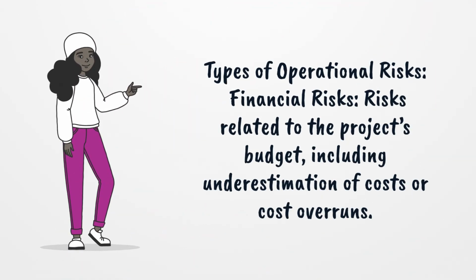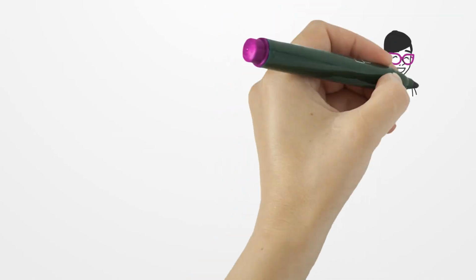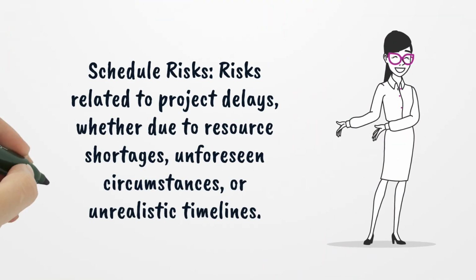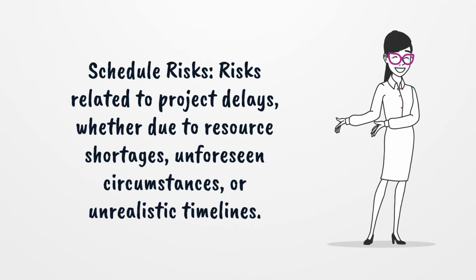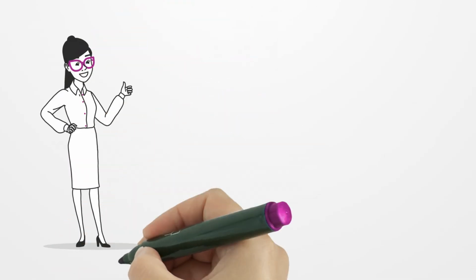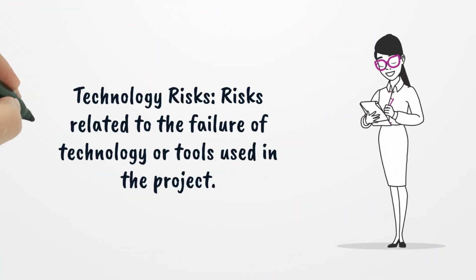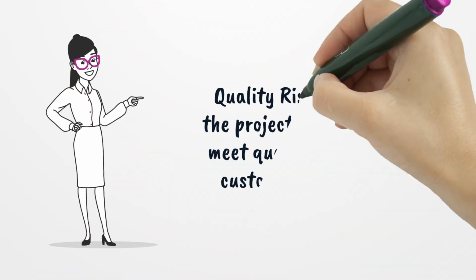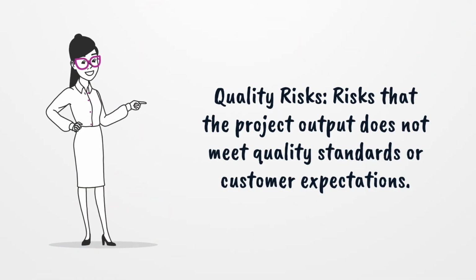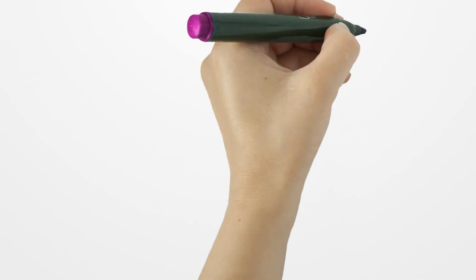Types of operational risks. Financial risks, risks related to the project's budget, including underestimation of costs or cost overruns. Schedule risks, risks related to project delays, whether due to resource shortages, unforeseen circumstances, or unrealistic timelines. Resource risks, risks regarding the availability or performance of key resources, such as labor, equipment, or materials. Technology risks, risks related to the failure of technology or tools used in the project. Quality risks, risks that the project output does not meet quality standards or customer expectations.